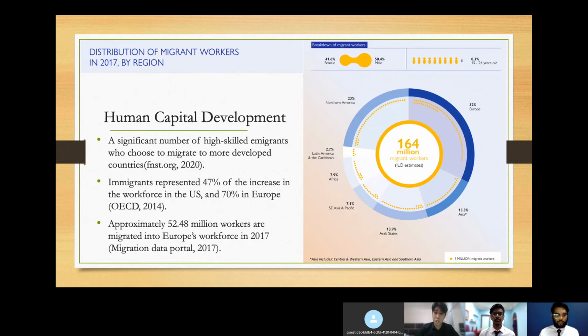Based on the statistic, in 2017, approximately 52.48 million workers migrated into Europe's workforce. According to the study of the OECD, also known as the Organisation for Economic Co-operation and Development, immigrants represented 47% of the increase in the workforce in the US and 70% in Europe for the past decades. All right, next slide.